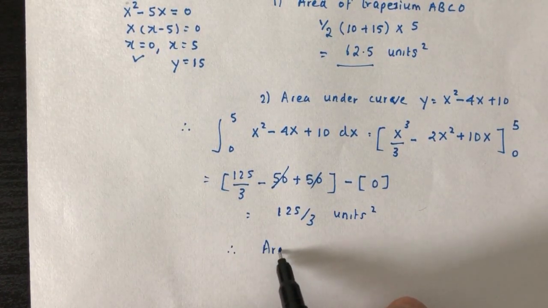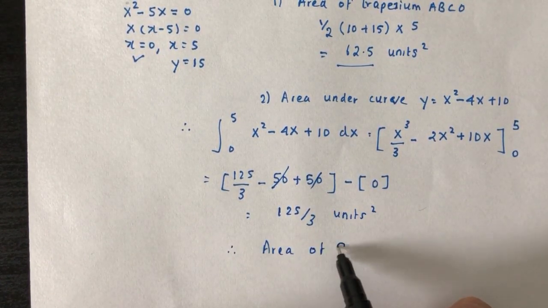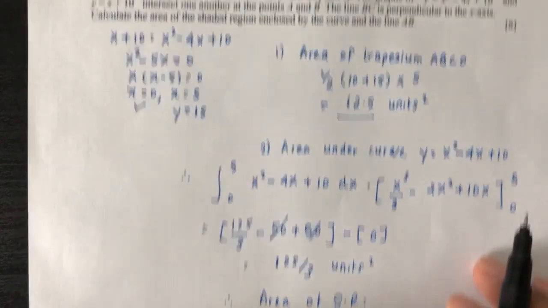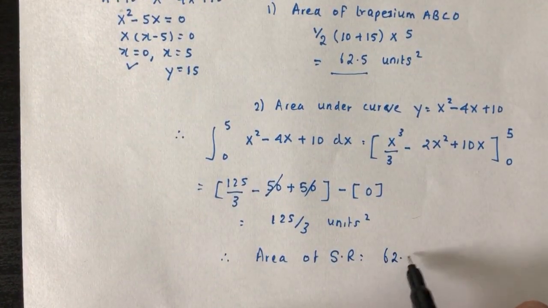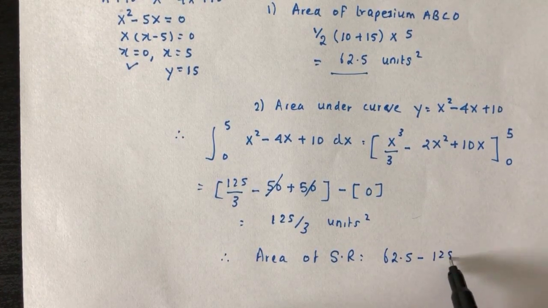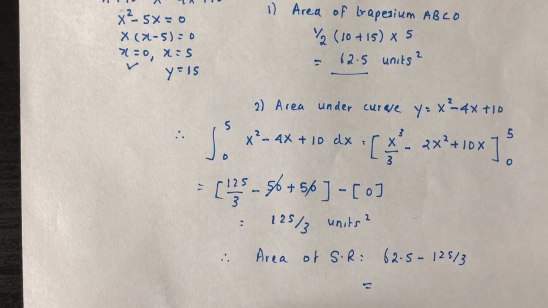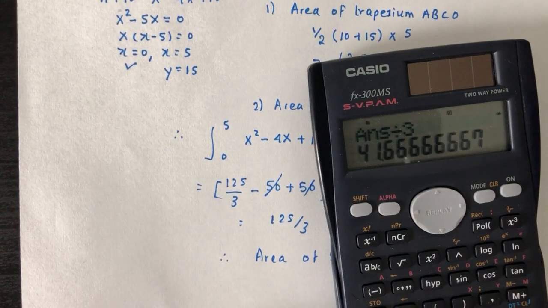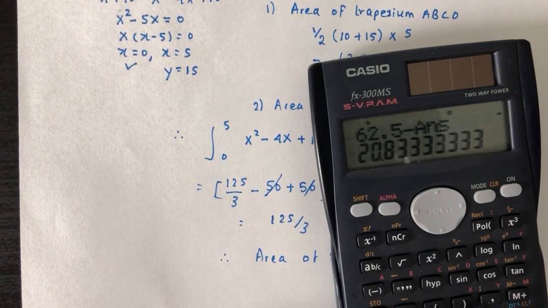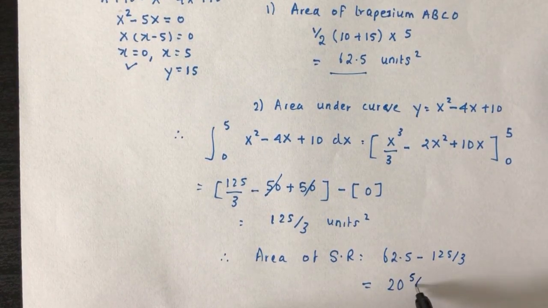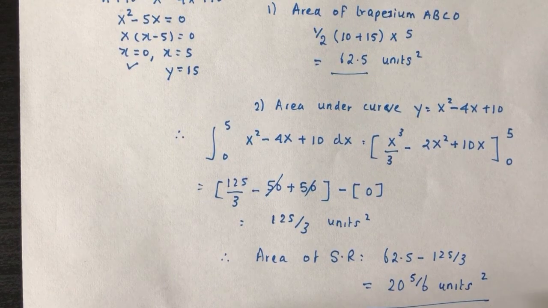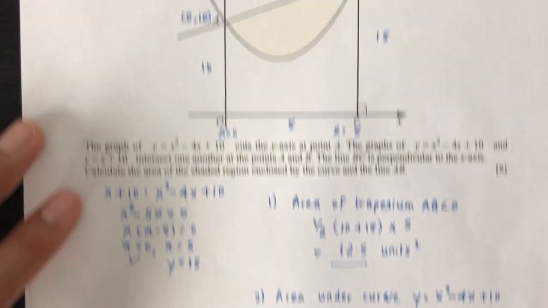So area of shaded region will be area of trapezium minus area under curve. So 62.5 minus 125 over 3, that should give you 25 over 6 units square. This will be your answer for question number 11.